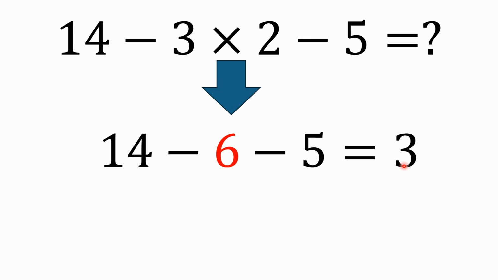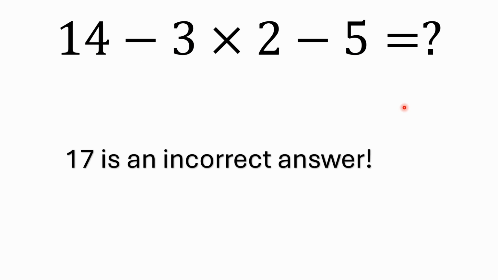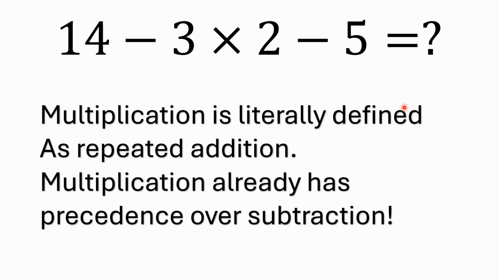And what's happening is a lot of people are going blindly left to right. They're taking 14 minus 3 and getting 11, taking 11 times 2, getting 22, and then subtracting 5 from 22 and getting 17. That has always been wrong. 17 is an incorrect answer. All right, so let's go over that. The reason multiplication still has precedence over the subtraction here.